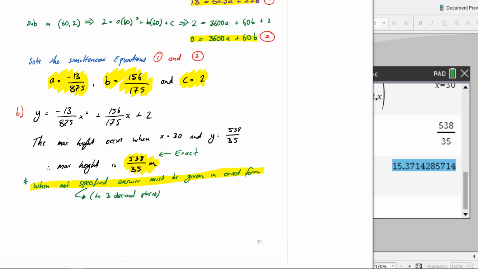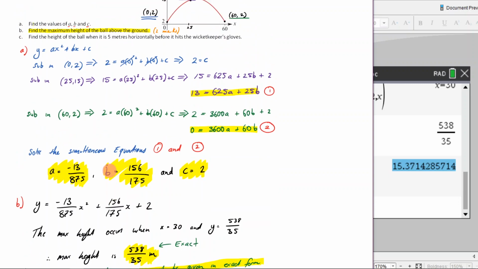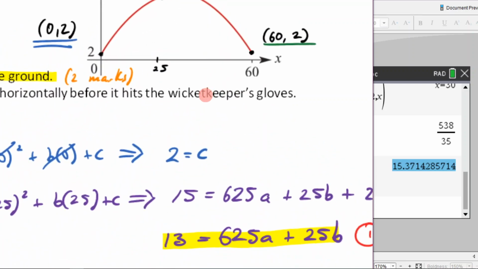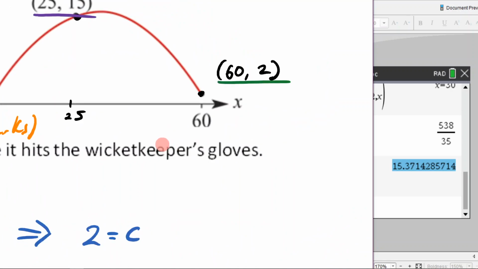All right, that was a long question there, but we're still not done. We still have C to go. We're 14 minutes in, wow. Find the height of the ball when it's 5 meters horizontally before it hits the wicket keeper's gloves. If we zoom in here for a second, we know that the wicket keeper is here. This right here is the wicket keeper.